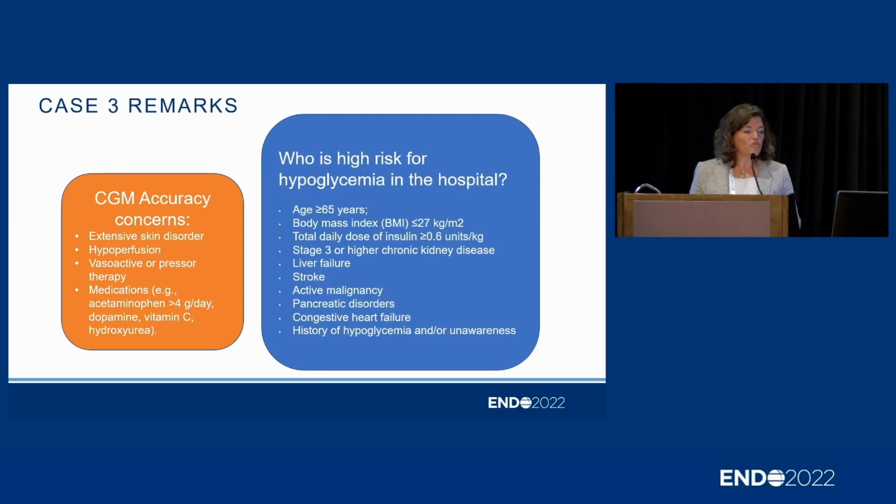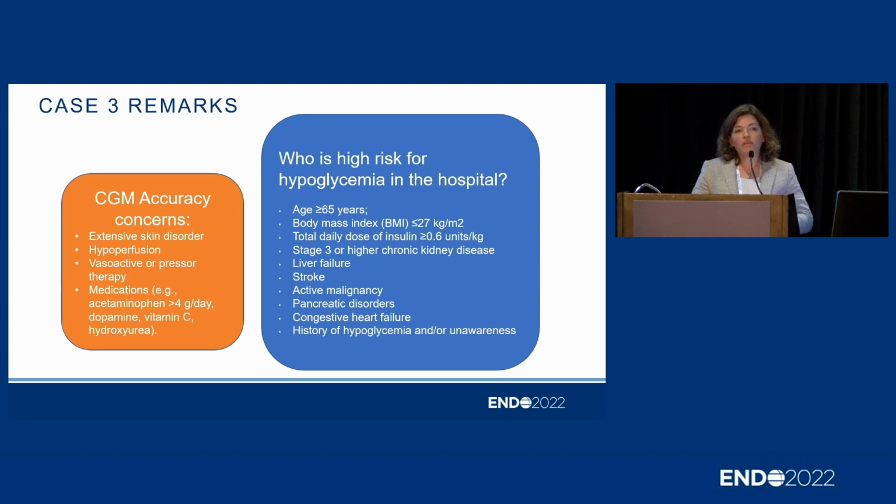And then finally, who are these people who are high risk for hypoglycemia? And as you'll see here, these are all derived from specific studies that have studied the risk of hypoglycemia in the hospital. At the time of publication, this is the data we had available to us, but it's pretty broad. So older adults, lower BMI, total daily dose of insulin more than 0.6 units per kilo per day, and then you can see classical risk factors including CKD, liver failure. Stroke is known to be a risk factor, active malignancy, pancreatic disease, CHF, and a history of hypoglycemia at home or unawareness. So a large group.